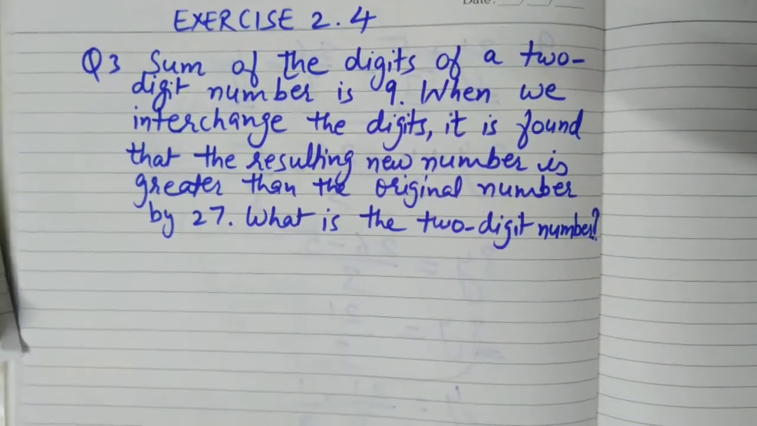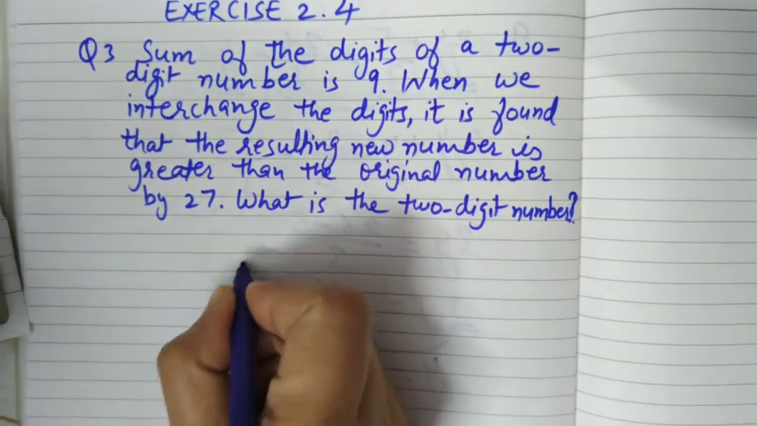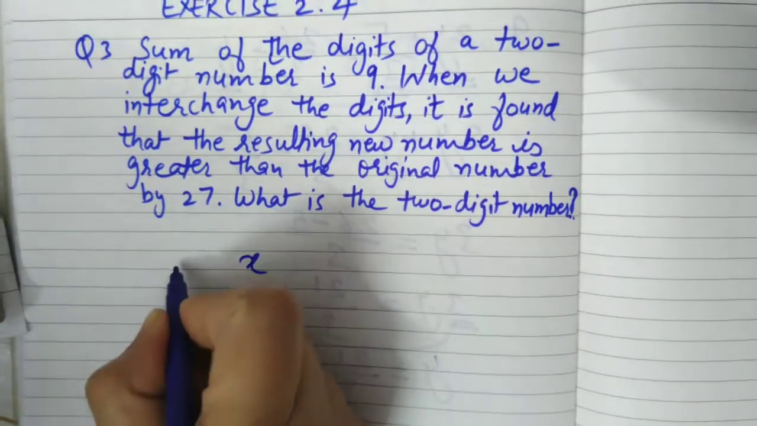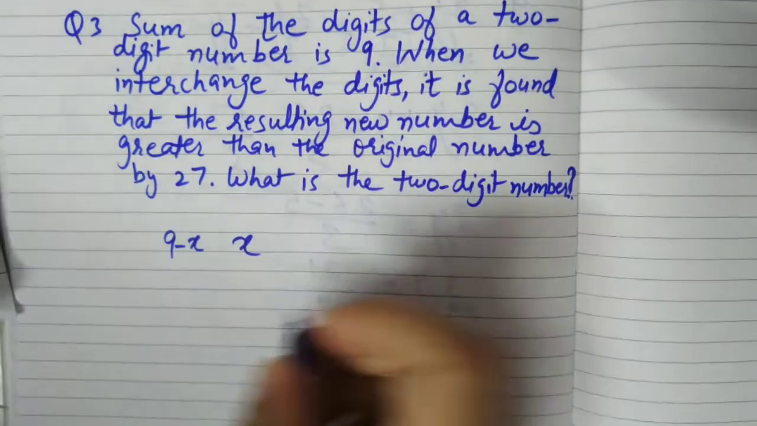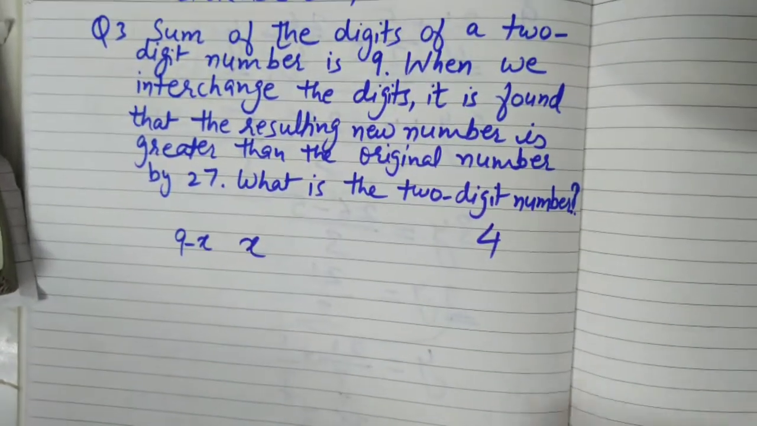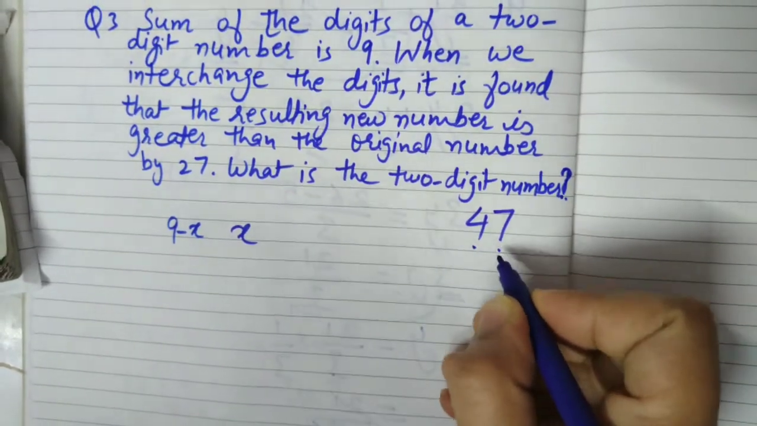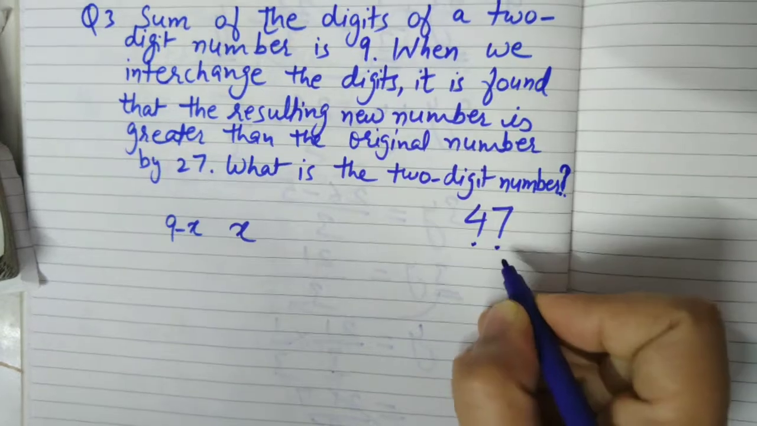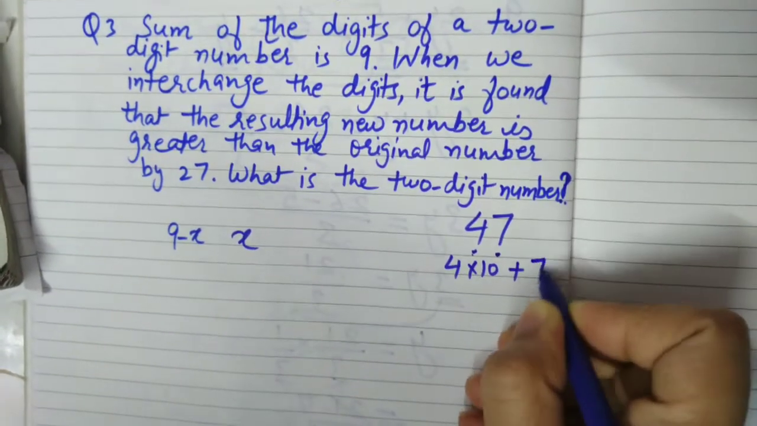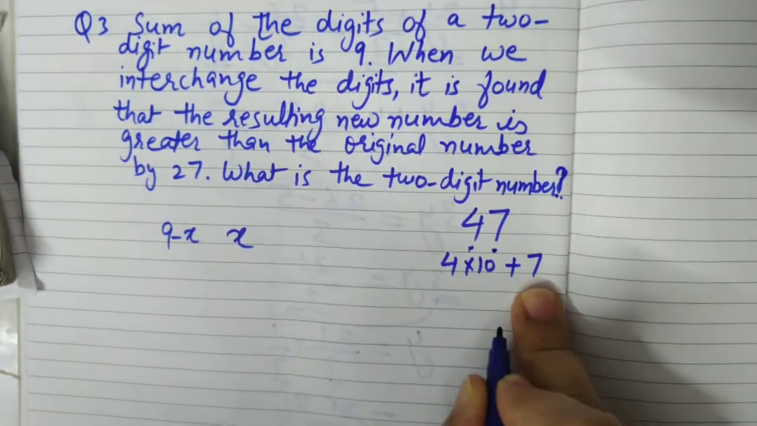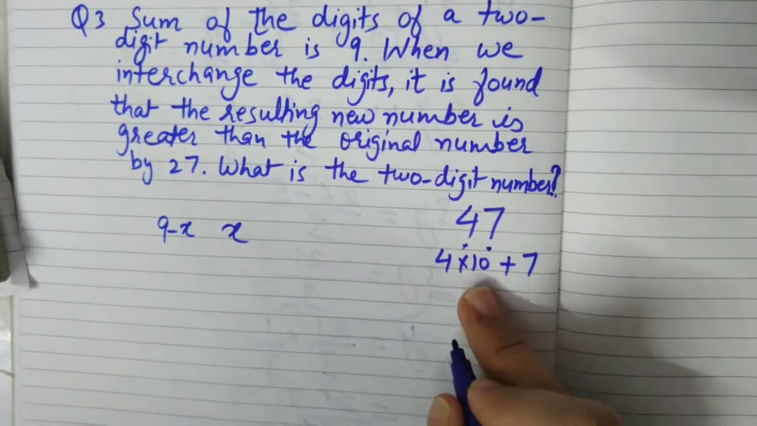Now I think in your previous classes you have studied that if one number is x and the other number is 9 minus x, but we cannot write it like this. Suppose the number is 47. So here it's 47 and it's not 4 and 7. So what happens here is it's 4 into 10 plus 7. This is tens place and this is units place. So this you have to consider here in this question. 4 into 10 plus 7.